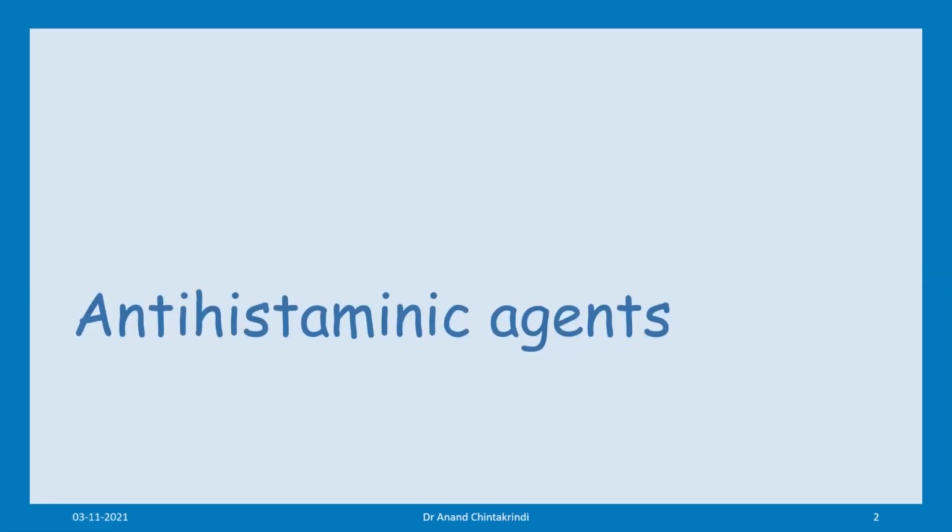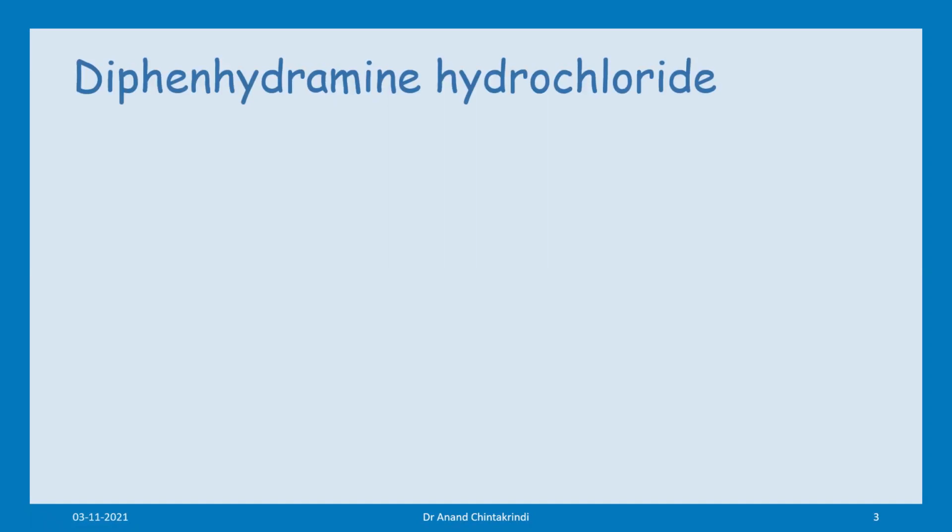First is antihistaminic agents. Under this, we shall be covering diphenhydramine hydrochloride. Although the salt is mentioned, only the parent base molecule synthesis is mentioned here. The next step is the formation of the drug salt. So let us start with the diphenhydramine free base synthesis first.